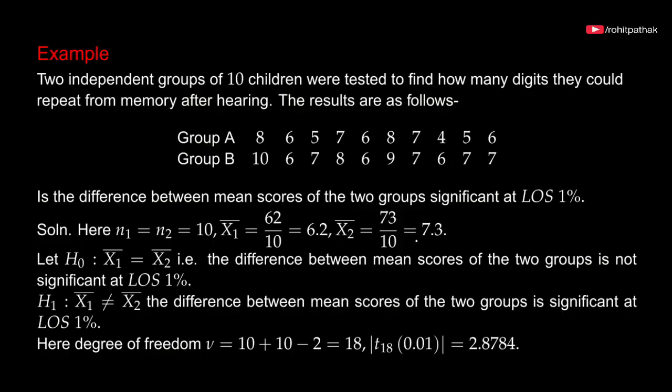And critical value of t at 18 degrees of freedom and 1% level of significance is 2.8784. That means total 1% area on both the sides. So this is the critical region. This is 0.5% area, this is 0.5% area, and the critical values are minus 2.878 to 2.878. So this is the acceptance region and this is the critical region.